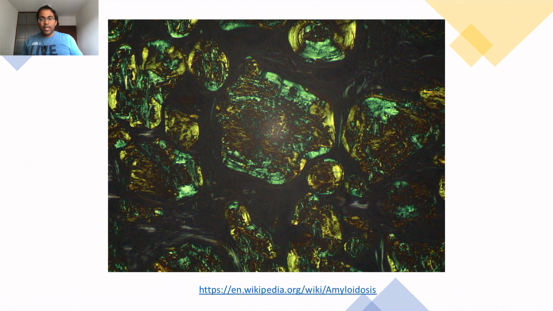And this is how an amyloid looks under polarized light, right? So you can see the apple green birefringence here, right? Here's an amyloid, here is an amyloid. It's like an apple green. You have seen an apple, right? Green apples. So exactly like that.